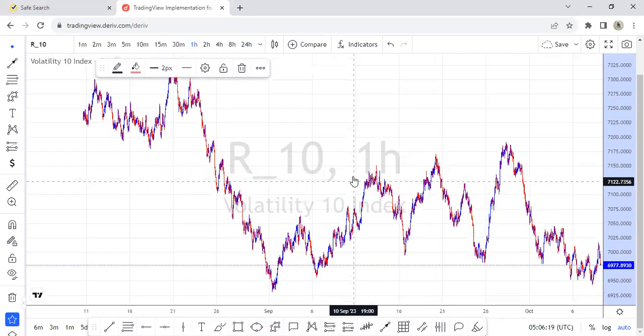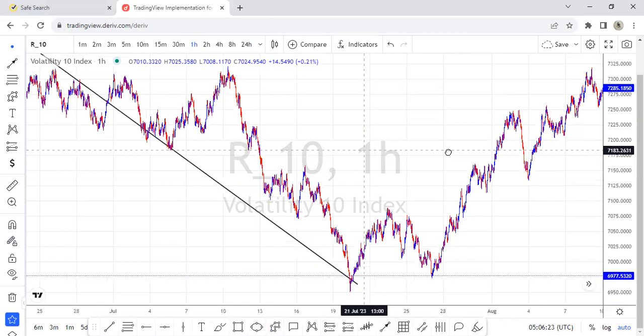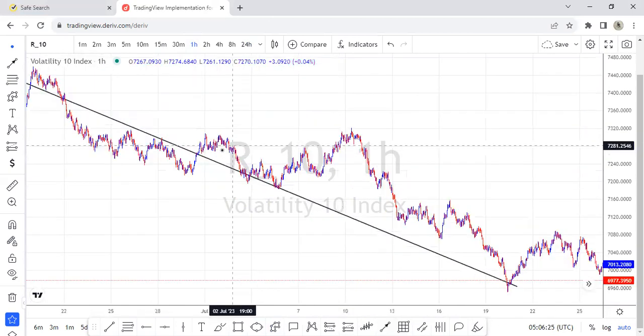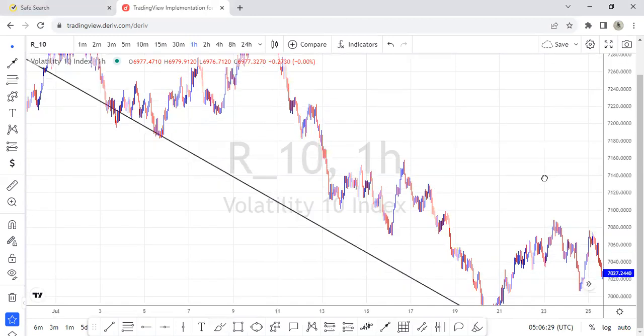So you can see that in that push down, what do you see? Can you see what I'm telling you guys about? In that push down, what can you see? On that daily pullback, you can see that the market is bearish.